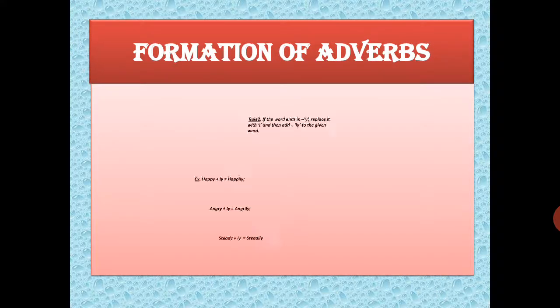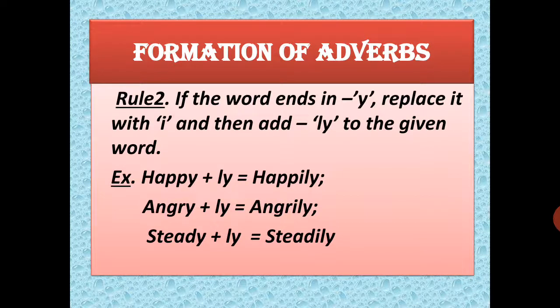Now I will talk about the second rule. Yes, if the word ends with a y, then what we will do? अगर कोई word y से end होगा, what we will do? We will just replace that y with ily. Let us see the example. Happy. In the end, what is the letter coming? Y. So what I will do? I will just remove the y and I will add i and then ly. It will become happily.